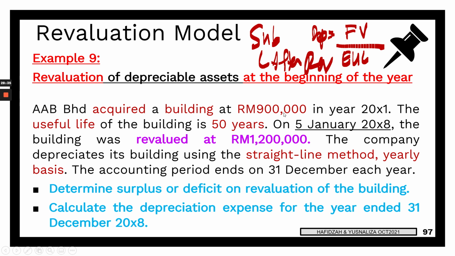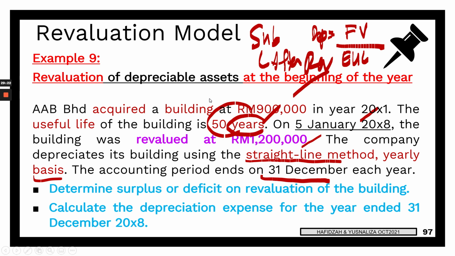The building was acquired in year 1, 2000x1. The revaluation was done after 7 years because this is on 5th of January 2000x8, and the useful life of the building was 50,000. So this is the date of revaluation and this is the useful life. The revalued amount, or the fair value, is 1.2 million. The building used straight line method yearly basis and here you are not given a rate, so it is actually 50,000. 50,000 is actually 2%, but this is not 50,000, this is 50 years. So 50 years is the estimated useful life. The year end is 31st of December. And remember, our revaluation took place at the beginning of the year. You can see the highlights that I put here.